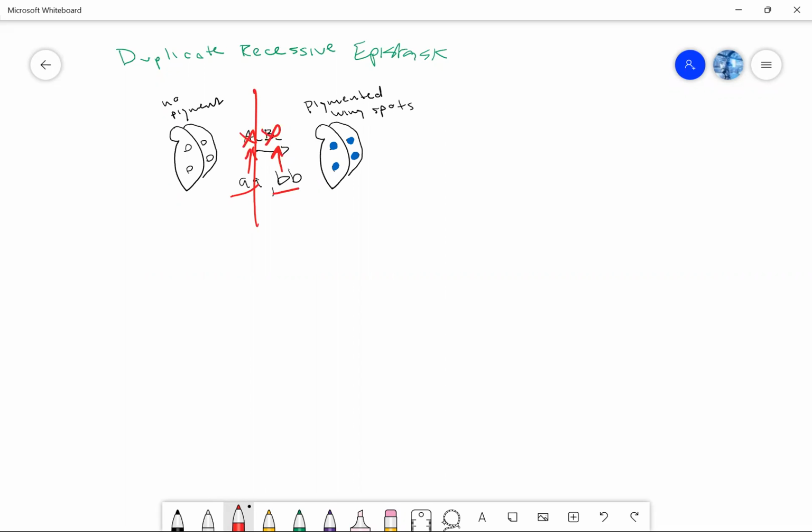So obviously, this is also called duplicate because both loci are epistatic to the other. Because if you have lowercase a and a capital B, this is epistatic to this because it will stop the pathway. But if you have this, this is epistatic to this, and it will stop the pathway.